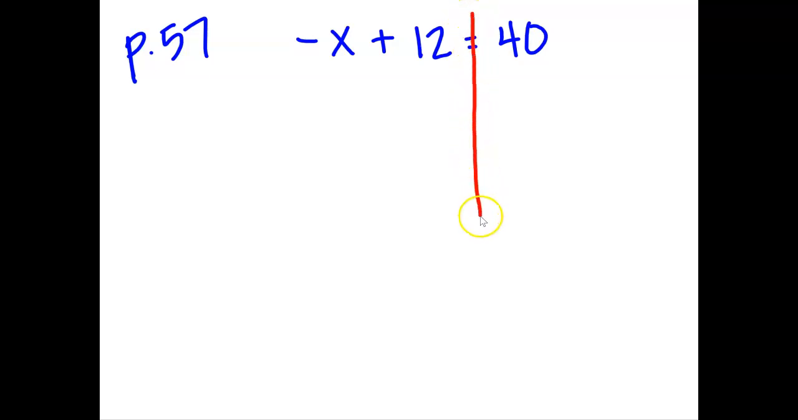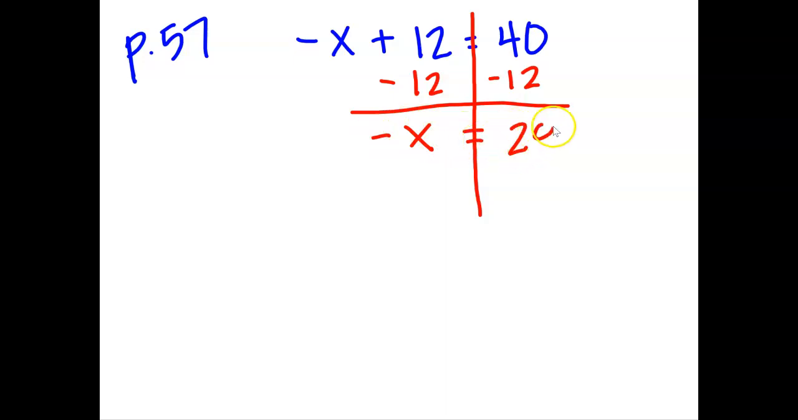You would draw a line down the equal sign, and then we're trying to get x by itself. In this case, x is being added to 12. So to get rid of the plus 12, we do the inverse. The inverse of adding 12 would be subtracting 12. So you are left with negative x and 28.